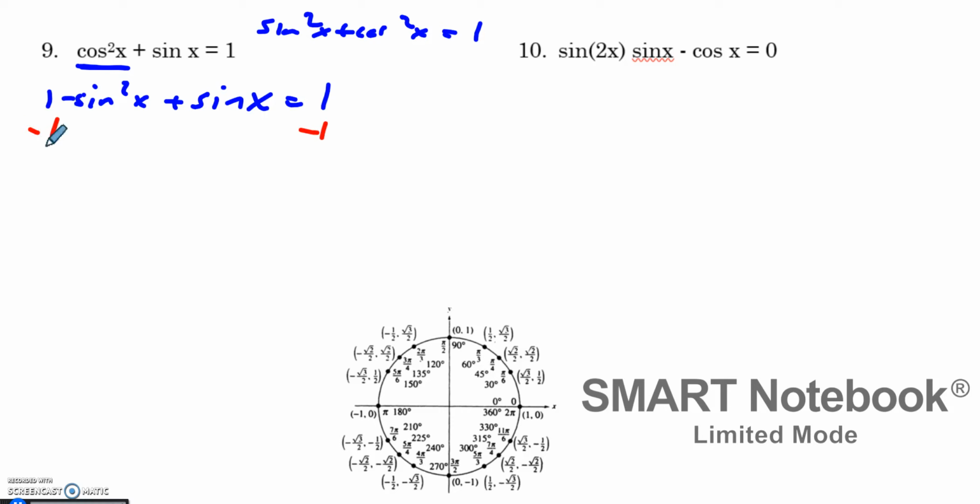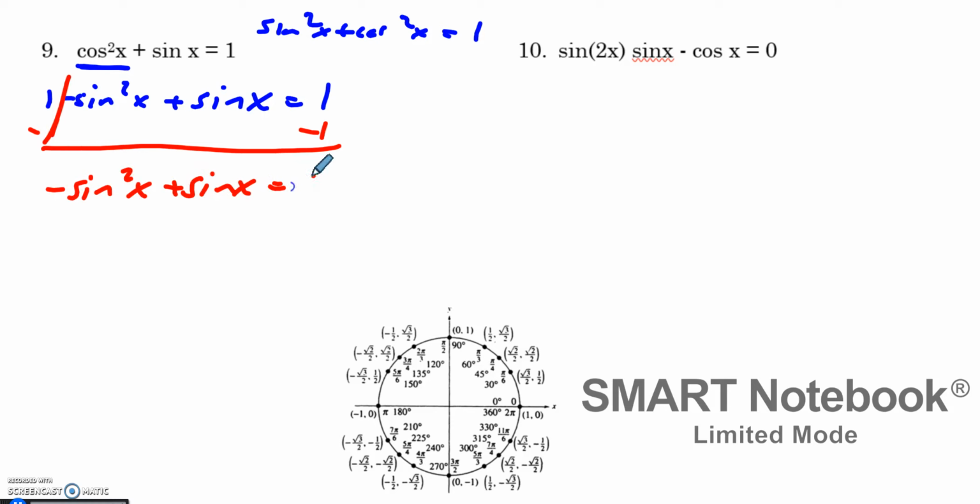So what if I moved the 1 to the other side? I would have negative sine squared x plus sine x equals 0. Now, because I have a squared function, and they're both the same trig function, we could maybe consider factoring. And the like term between the two, and I'm going to take the negative out as well, is negative sine x. And when I take that out, I'm left with sine x. And then if I take a negative sine x out of sine x, I'm left with minus 1 equals 0.